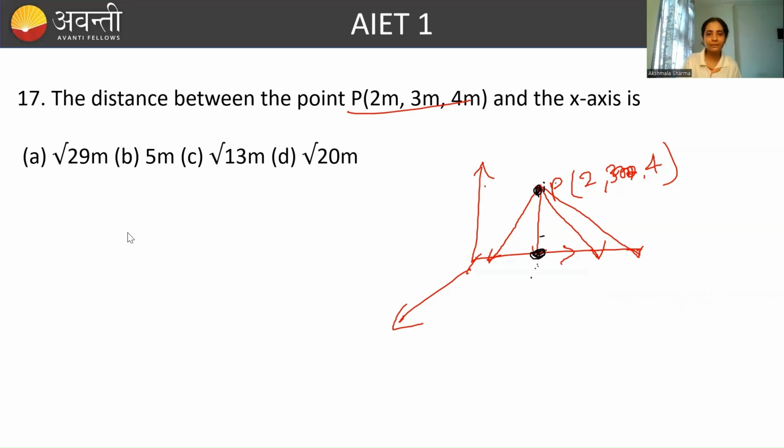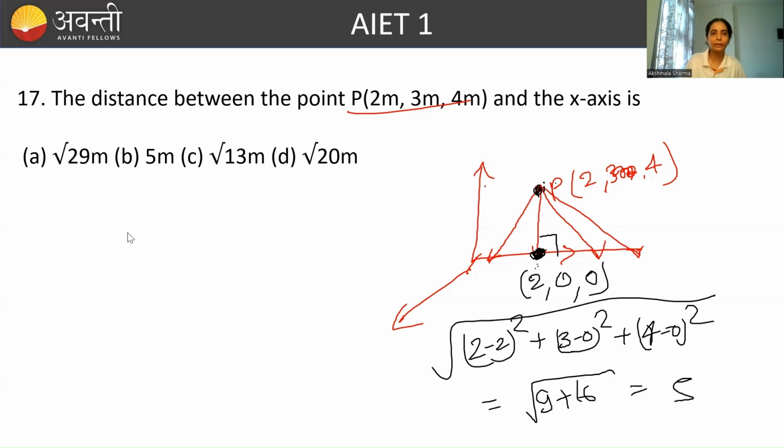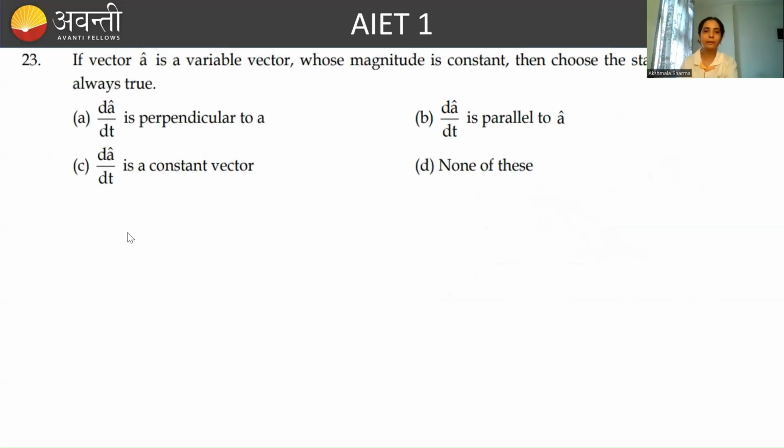For minimum distance, this line must be perpendicular, that is, for the coordinate of this point, x value must be equal to 2, y value 0, z value 0, because this is on the x-axis. Now calculate distance between these two points. So what are those values? Root over (2 minus 2) squared plus (3 minus 0) squared plus (4 minus 0) squared. Done. So how much value are you going to get? Root of 9 plus 16, that is your 5. So the answer will be 5. So B is going to be your correct answer.